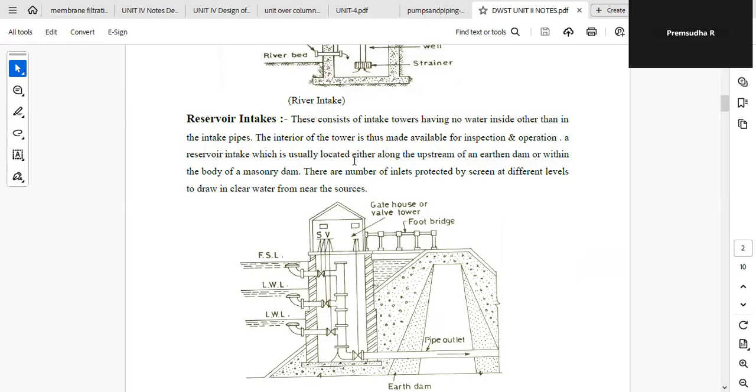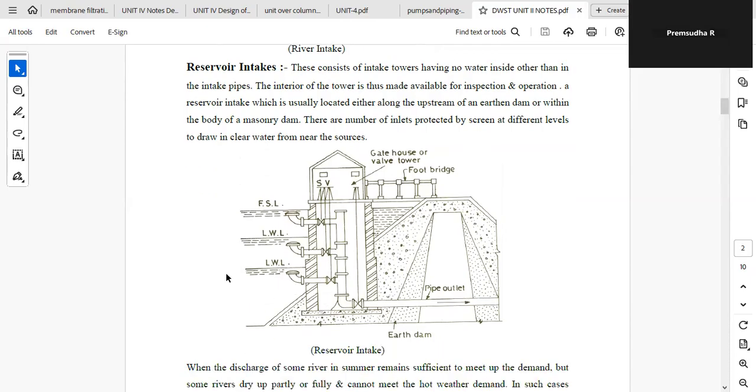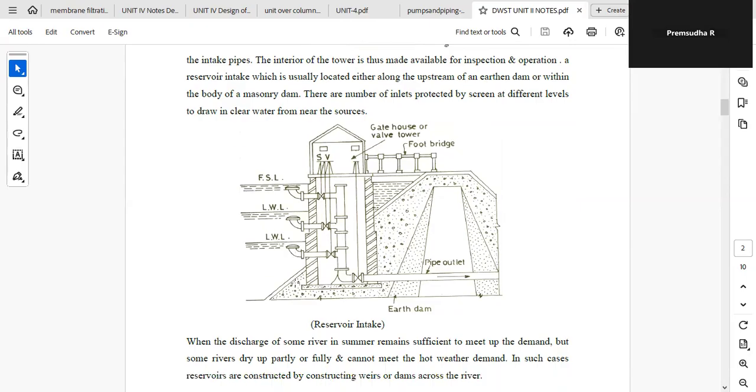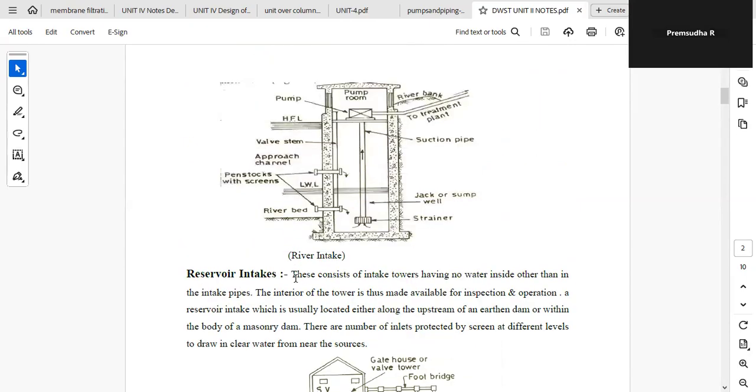The reservoir intake is usually located either along the upstream of the dam or within the body of the masonry dam. There are a number of inlets protected by screens, with different methods to draw in clear water from the source. Here you can see there are a number of inlets, so even when the water is at the minimum level, it can collect the water. There are a number of inlet valves fitted here.